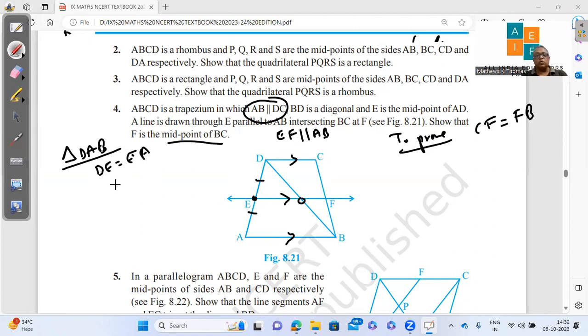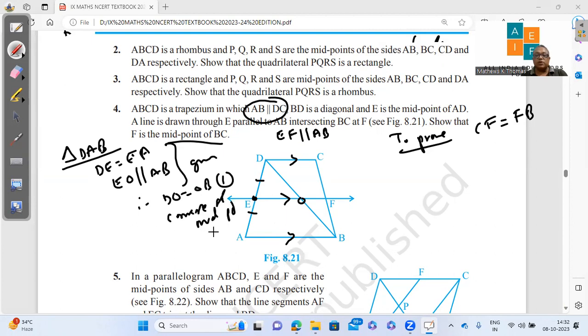Let's put this point O. So we are drawing this line EO parallel to AB, because it's given that the line through E is drawn parallel to AB. This is both given. Therefore, what can we say? We can say that DO and OB are equal by the converse of the midpoint theorem. If this is the midpoint and this line is parallel to this, then O is the midpoint. So DO is equal to OB.